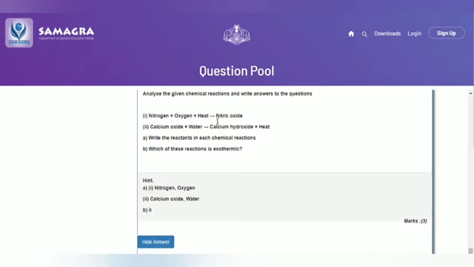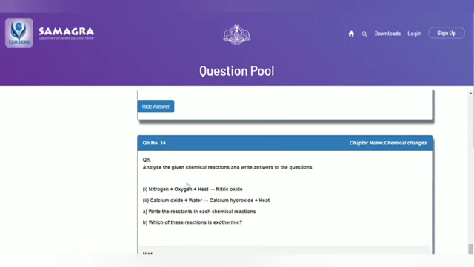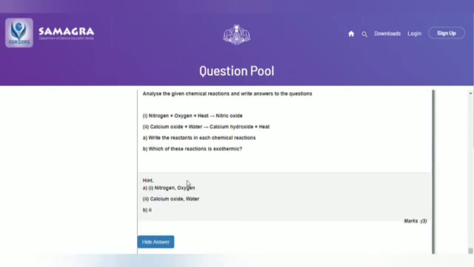Analyze the given chemical reactions and write answers to these questions. Nitrogen plus oxygen plus heat gives nitric oxide. That is nitrogen and oxygen. Calcium oxide and water gives calcium hydroxide plus heat. Reactants in each chemical reaction: nitrogen and oxygen, then calcium oxide and water.